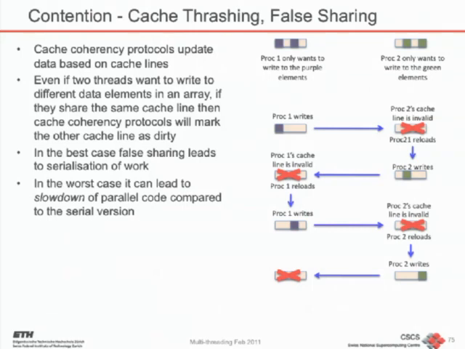What actually is more likely to happen is this one invalidates the cache line, starts writing, and keeps invalidating the cache line, and you serialize execution. But that's the best case scenario. In the worst case scenario, you could get something which really slows things down, and you get an effective slowdown compared to your serial version, which is probably not what you're looking for.